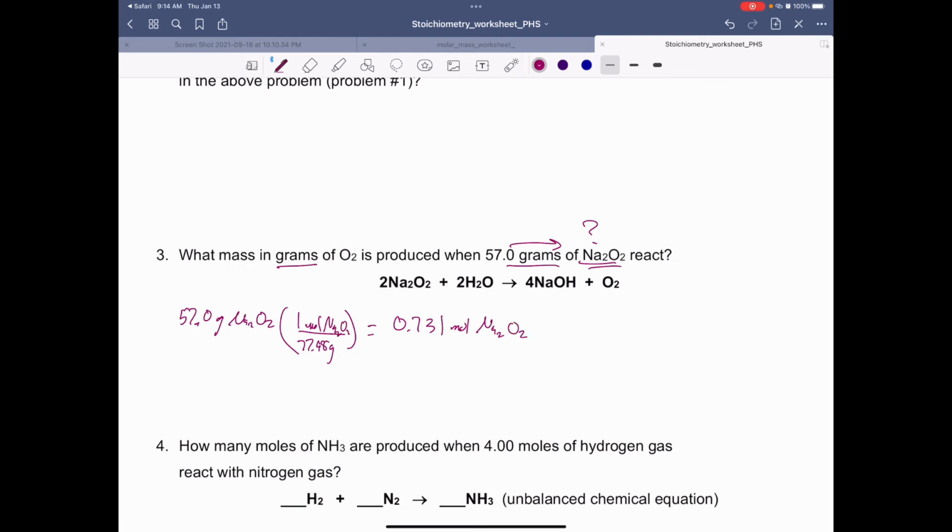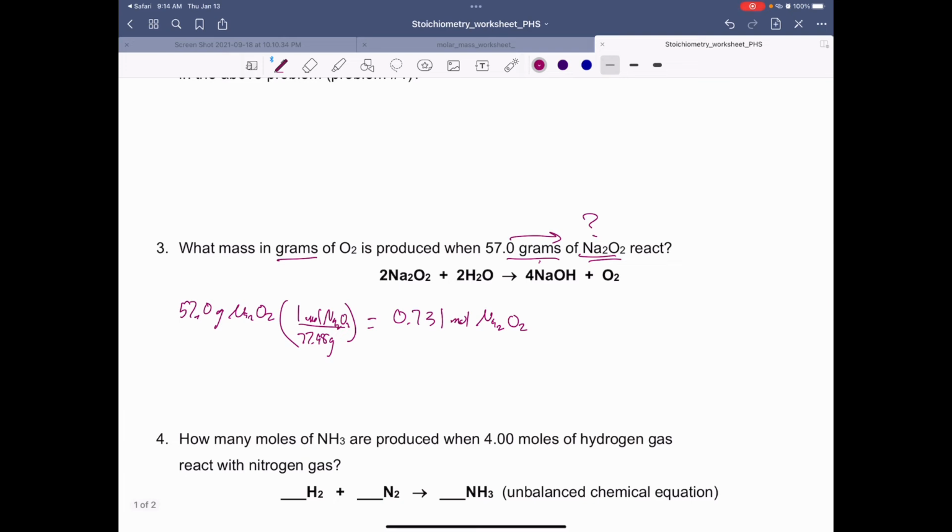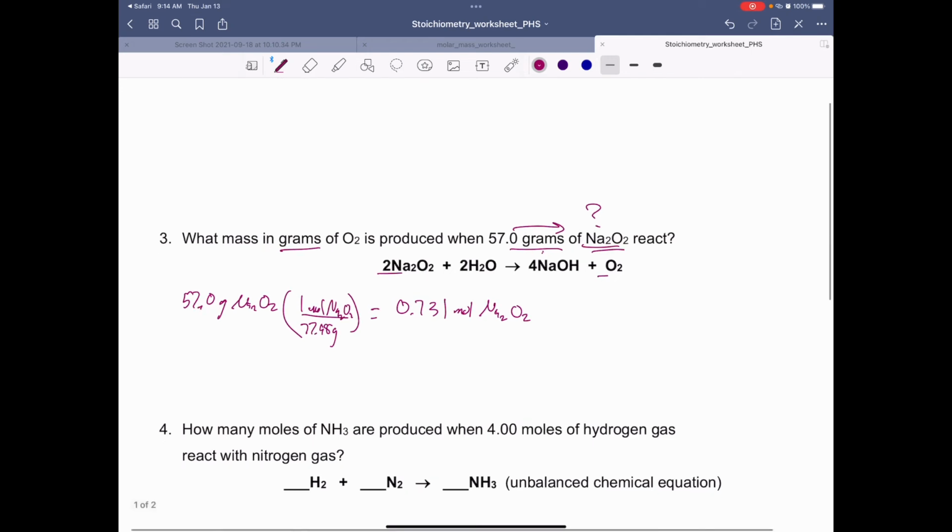Okay. So now we're okay. We got moles of Na2O2. We're trying to figure out what mass in grams of O2. So the first thing we got to do is figure out how many moles of O2 will be produced, and then we just convert that to grams at the end. So again, think of this as a step-by-step. We went from grams of Na2O2 to moles of Na2O2. Next thing we're going to do right now is go from moles of Na2O2 to moles of O2, and then we're just going to convert that back down to grams. Okay. So let's do a molar ratio. The molar ratio looks like it's going to be a 2 to 1. So 2 moles Na2O2 will produce 1 mole of O2.